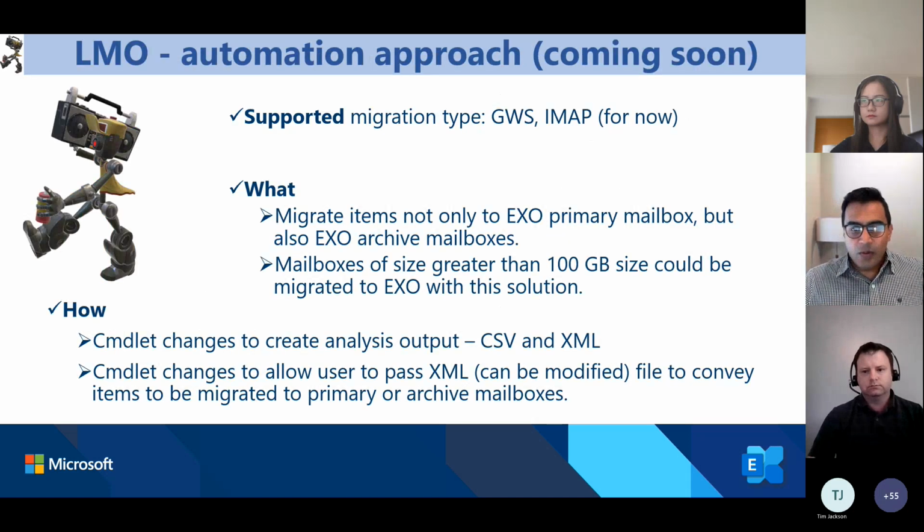Thank you. So what are we doing when we say we are automating it? We support Google and IMAP for now. We'll get into on-premises later on. We are giving the ability to automate the migration of items not only into the primary mailbox, but also external and archive mailboxes. So with this service, you are able to automate the migration of sizes greater than 100 gig without manual intervention. This is 100% touch-free.